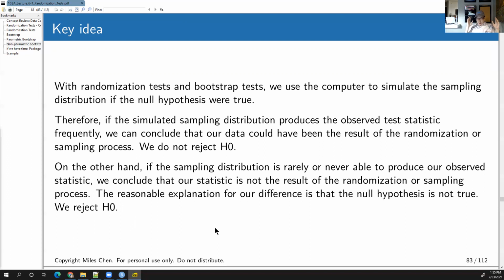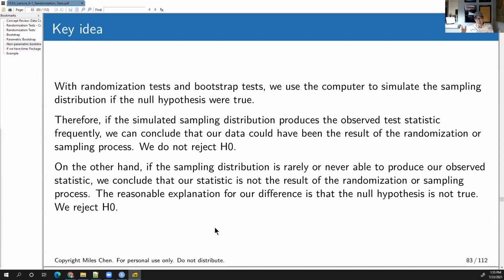And if our simulated sampling distribution produces our observed test statistic frequently, we can say, the statistic we have, this difference of 5.9, that could just be part of the random process. We got a difference of 4.4 percentage points. That could just be a part of the random process. We would not reject the null hypothesis, okay?